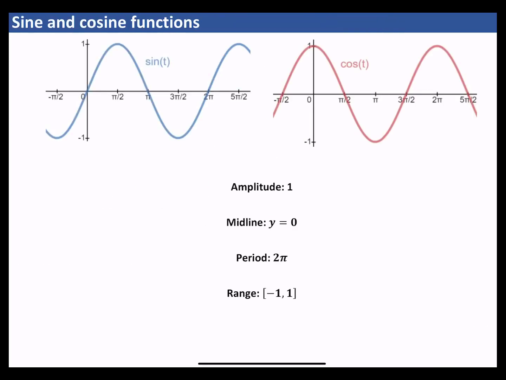But first, let's quickly recall the properties of the parent functions sine of t and cosine of t. Recall that the amplitude of 1 is the radius of the unit circle, the midline y equals 0 is the y-coordinate of the unit circle center, and the period 2 pi is the circumference of the unit circle. Also notice that the range of the sine of t and the cosine of t is negative 1 to 1.